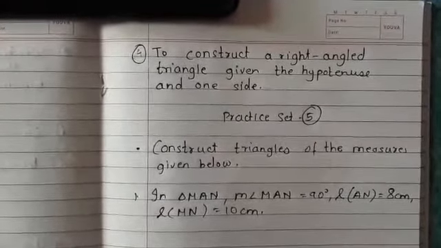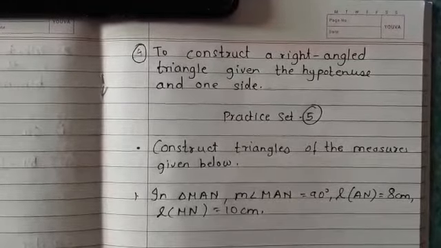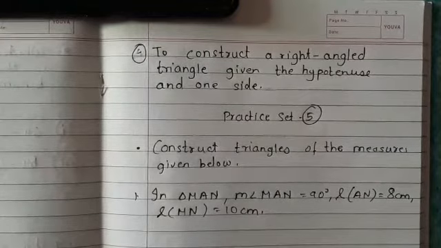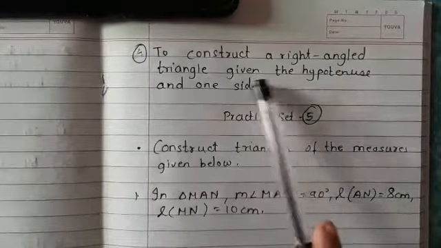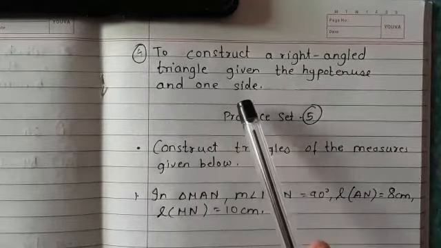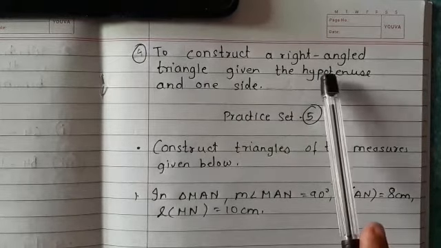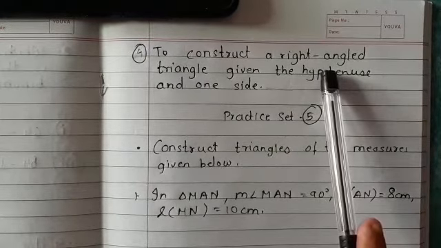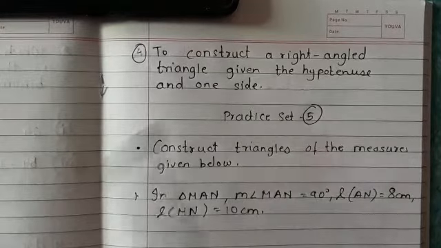Today we are going to continue with the further part of the lesson. And today we are going to learn the fourth type of construction of triangle, that is to construct a right angled triangle given the hypotenuse and one side. Means in this construction we will have a right angle triangle, and they are also going to give us the information about its hypotenuse and one side.